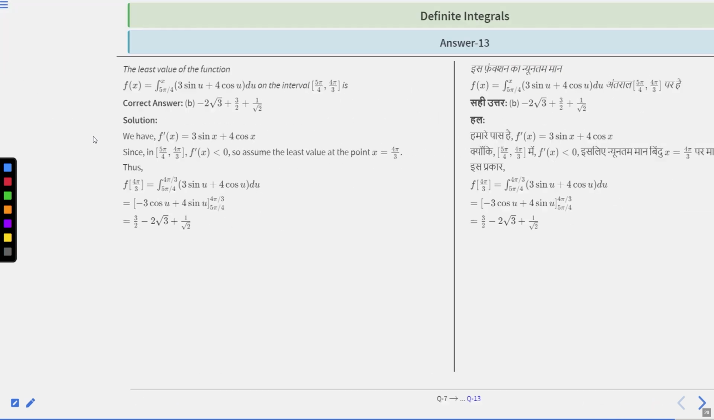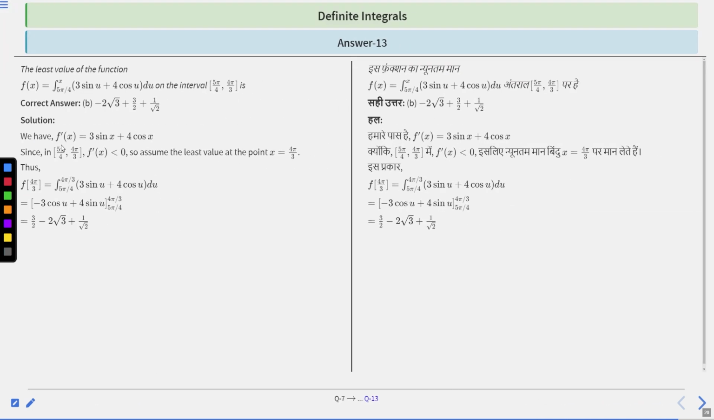Okay, let's move to the solution part. We have f dash x, as we have discussed. By using Newton's Leibniz formula, we can find f dash x as 3 sin x plus 4 cos x. Now, in the interval 5 pi by 4 to 4 pi by 3, f dash x is less than 0, as you can check. So the function f(x) is a decreasing function.